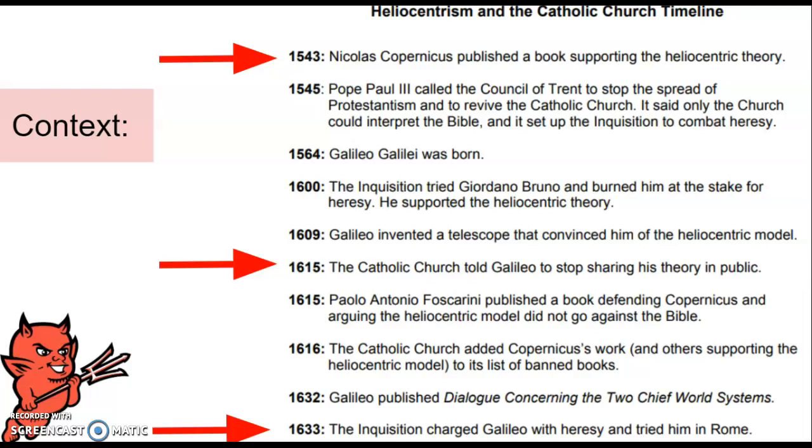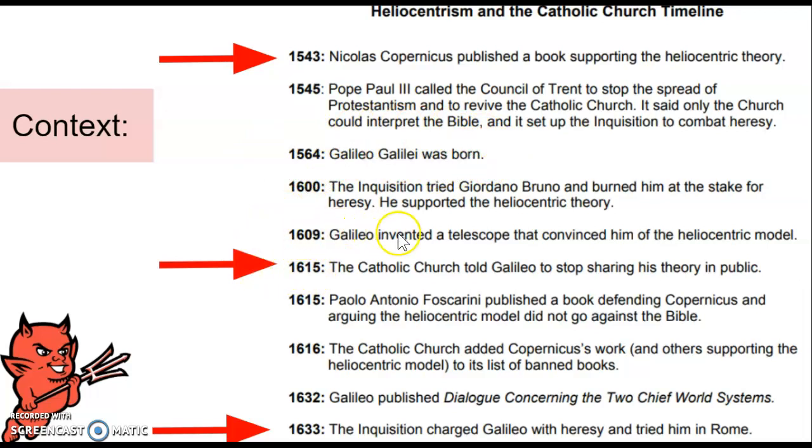Here's a little timeline, and this is all in the Common Era. We're starting with 1543, when somebody named Nicholas Copernicus published a book that first supported the heliocentric theory. So that's one thing I wanted to point out. Galileo was born right here in 1564. So that's also important.